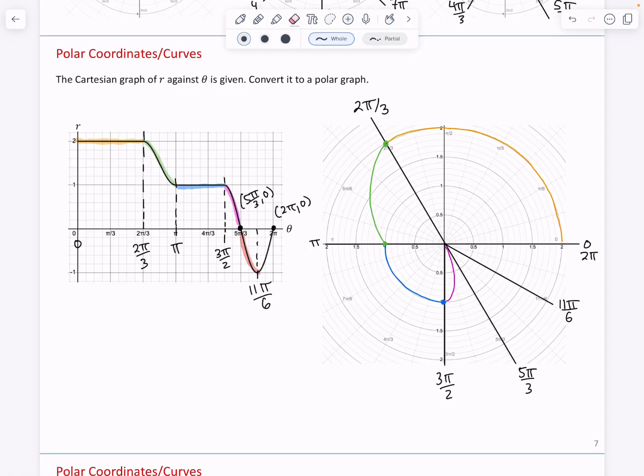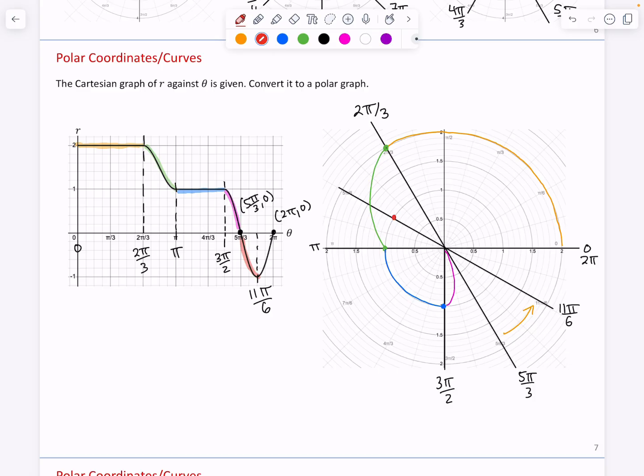Now let's focus on this red portion of our rectangular graph. As the angles vary between 5 pi thirds and 11 pi sixths, the r's are negative. It can be helpful to extend our 11 pi sixths ray through into the second quadrant. When theta is 11 pi sixths, the r is negative 1, placing us at this point right here. So the r will decrease from 0 to negative 1 as we rotate through these angles, which puts the graph over between these rays.